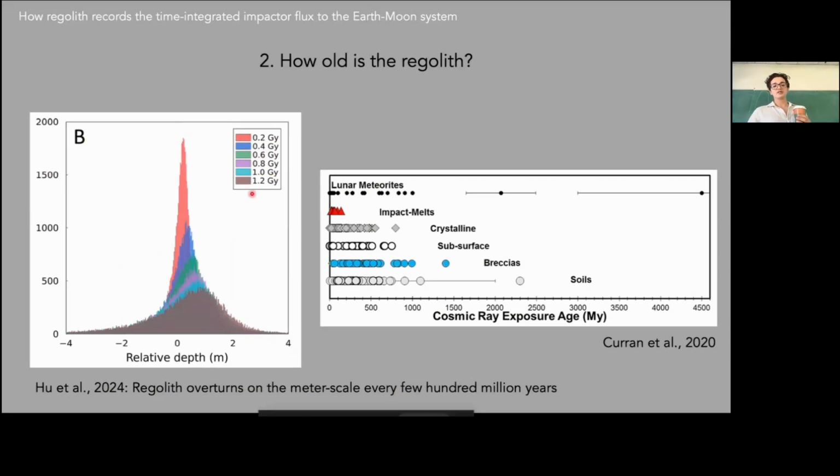And the plot on the left here is some recent work out of UChicago from Justin Hu, where he's using gadolinium isotopes, one of these isotopes that are very sensitive to neutron capture, where he's performing a Monte Carlo simulation looking at how often and how deep the regolith gets overturned. And what's being shown here is that on the timescale of every couple 100 million years, the regolith is being overturned by large-scale impactors to a meter-scale depth.